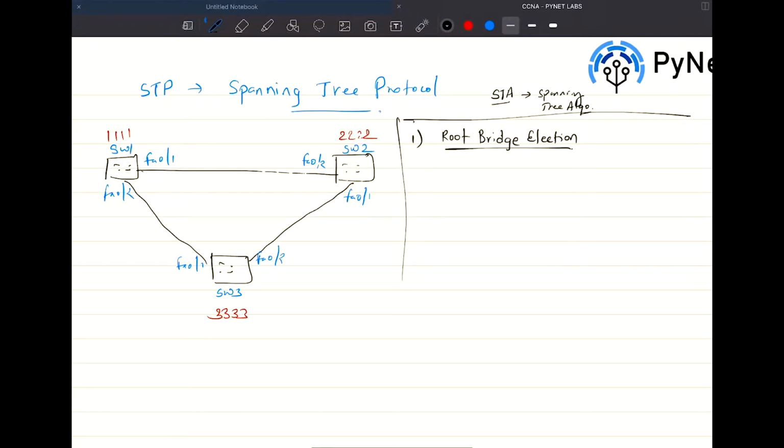So root bridge is the starting point of the STP topology. Whenever you have such a topology, you need to of course have a root bridge. And to elect a root bridge from all the switches of the network, STP uses two parameters. Root bridge election is done by exchanging something called BPDU, which stands for bridge protocol data unit.